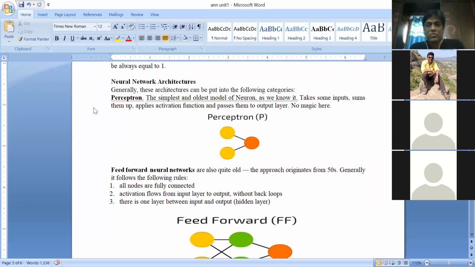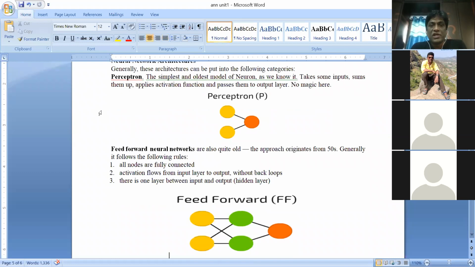Architectures specify how the neurons are interconnected together. The basic model of neural network architecture is a perceptron, which actually shows a single neuron. Of course, it is showing three neurons here, but these yellow things are actually inputs, not neurons. This is the only neuron over here.